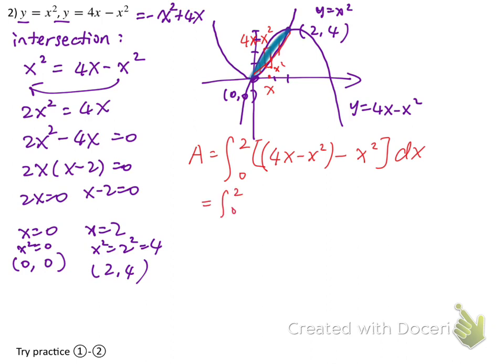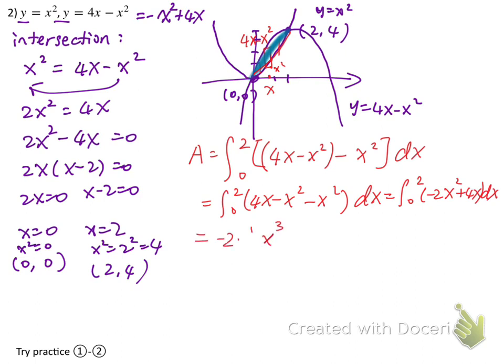0 to 2, we have 4x minus x squared minus another x squared dx. So this is from 0 to 2, negative 2x squared plus 4x dx. So negative 2 times increase the power by 1, flip it, plus 4 times increase the power by 1, flip it. This is negative 2 thirds x cubed plus 2x squared evaluated from 0 to 2.